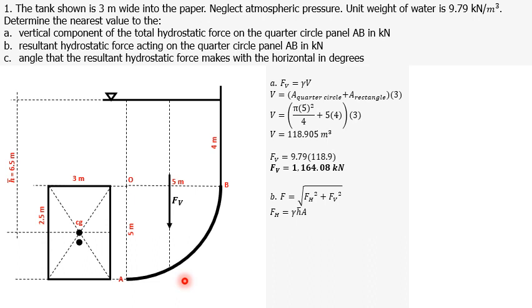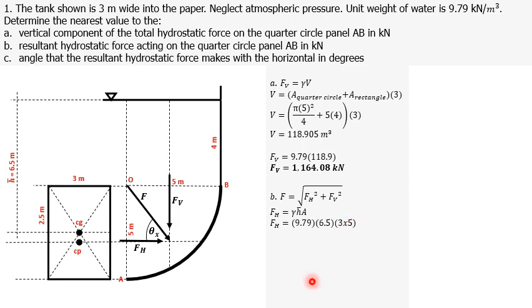But before that, let's try to illustrate Fh on the figure by first locating CP, which is below CG. And along CP is where Fh acts. And the resultant of these two components is F, or the resultant hydrostatic force. And the angle it makes with the horizontal is theta x. Now let's go back to solving for our Fh.